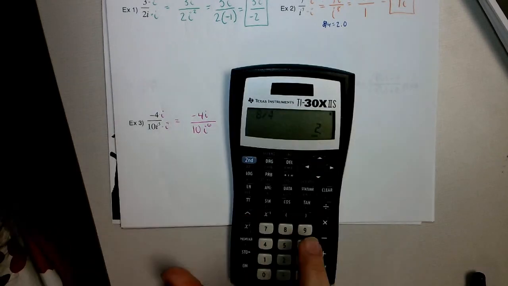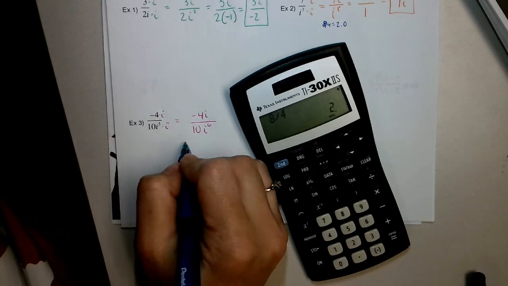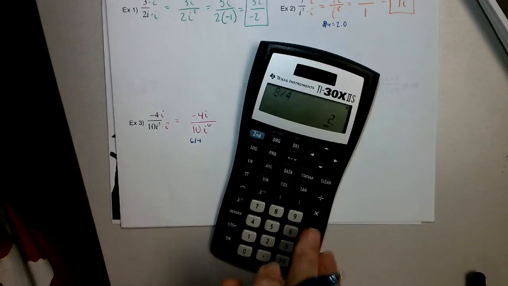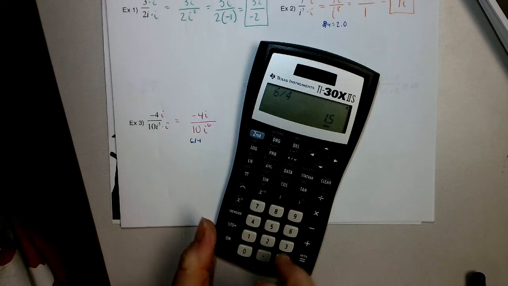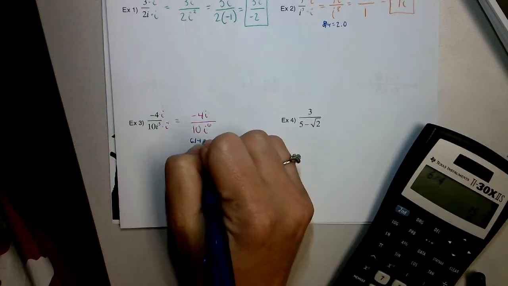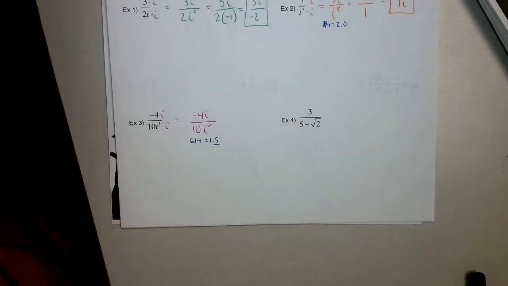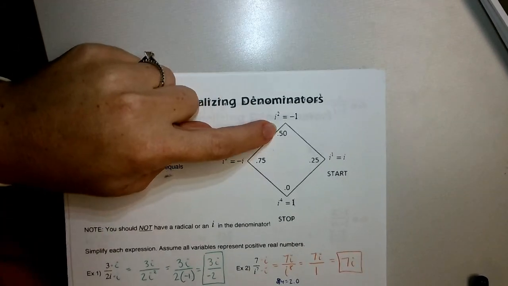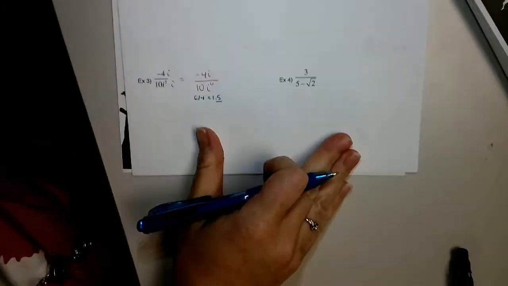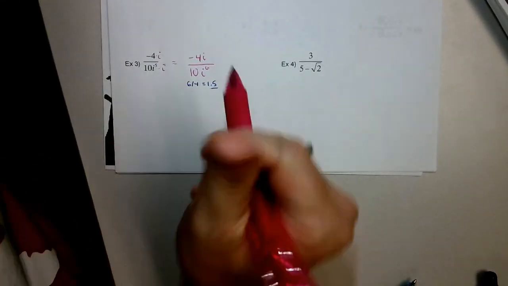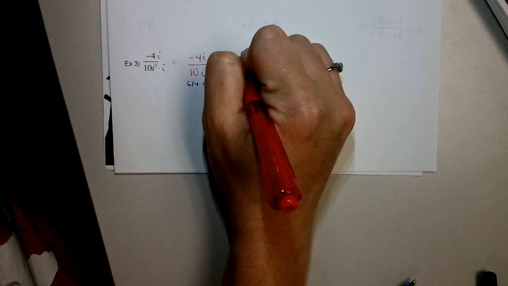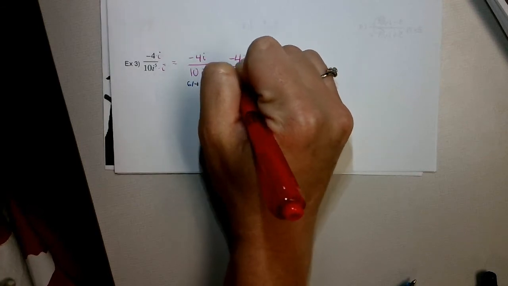So I'm going to do 6 divided by 4, and that equals 1.5. So my remainder is 0.5, which tells me what? It equals -1. So I end up with -4i over 10 times -1.